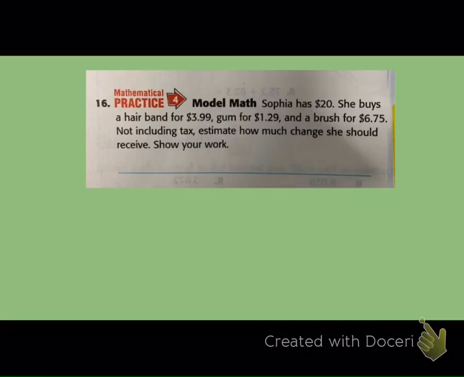All right, so number 16, Sophia has $20. She buys a hairband for $3.99, gum for $1.29, and a brush for $6.75. Not including tax, estimate how much change she should receive. Show your work. All right, so this is a 2-step problem. This one's a little bit trickier.